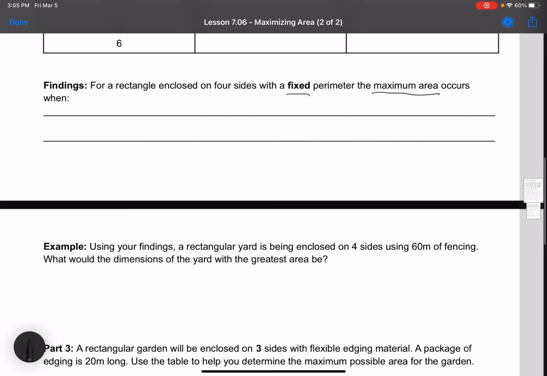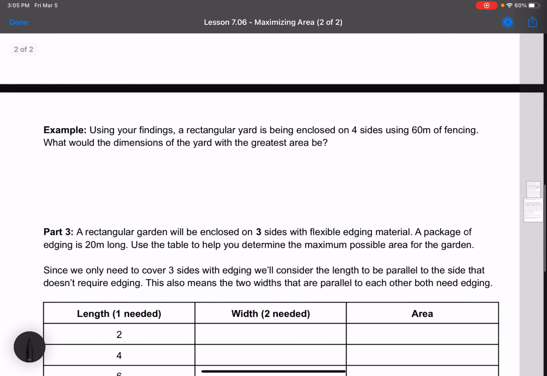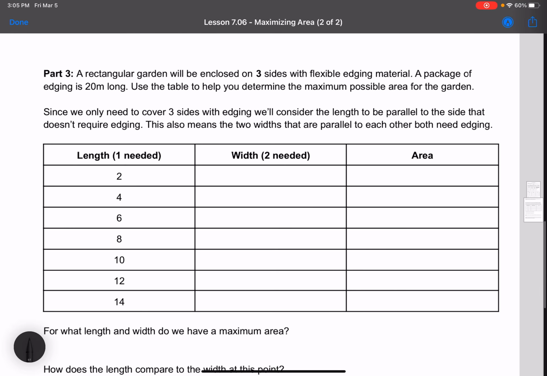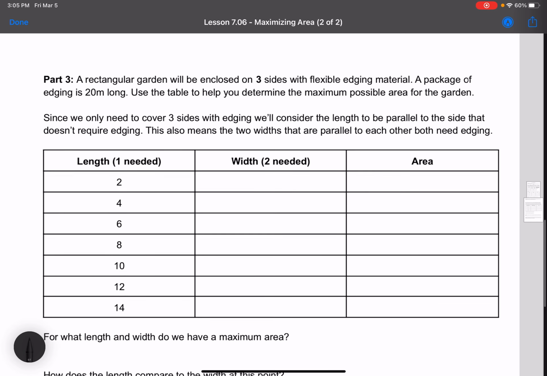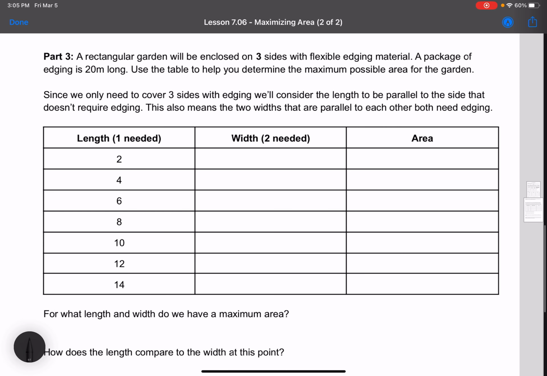Part 2, and you'll see there's a quick little example question for you to fill out. So try that out yourself. I'll have the solutions as well afterwards. Part 3. Well, yeah, it is actually part 3 because there's 2 examples on the previous one.